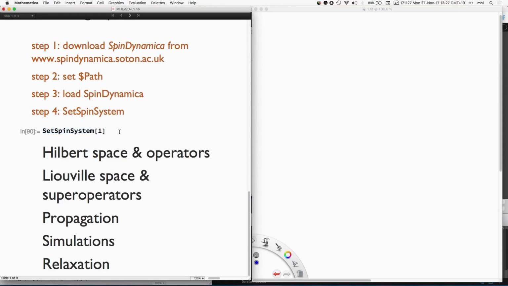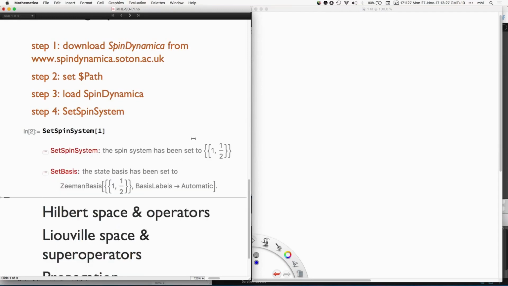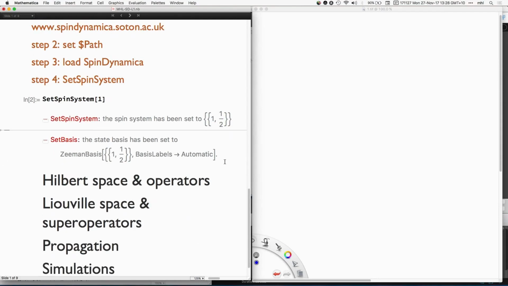And we'll use here, just to get started, I'm just going to study the properties of a single spin 1/2. So by executing SetSpinSystem 1, then it actually defaults to a spin system which, without explaining exactly what this means, I can go into that later. This means it set up a single spin system containing one single spin with quantum number 1/2, and the label of that spin is number 1. And it also sets up a basis in which SpinDynamica is going to start working, and I'm going to be talking a bit about what that means.